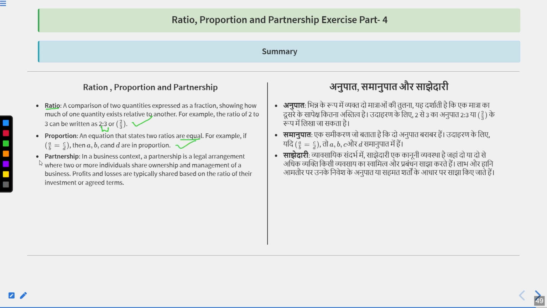Clear? Now the third one is partnership. In a business context, a partnership is a legal arrangement where two or more individuals share ownership and the management of the business. Profit and losses are typically shared based on the ratio of their investment or agreed terms.